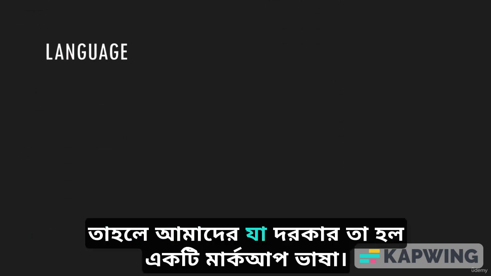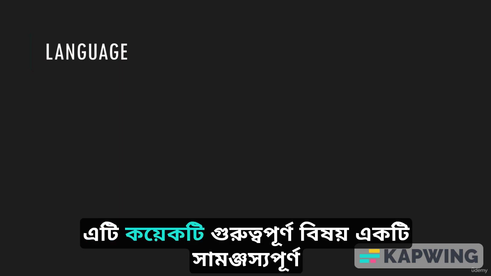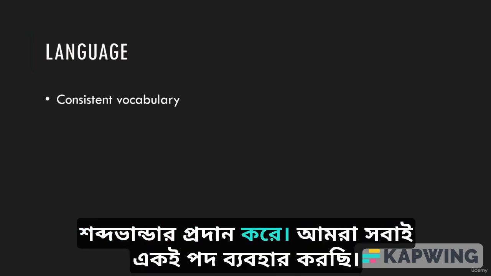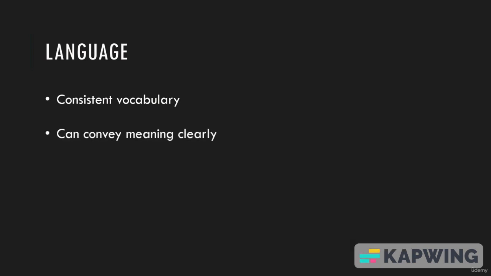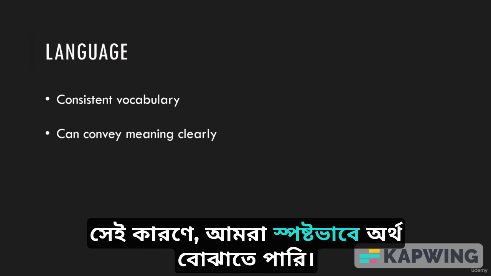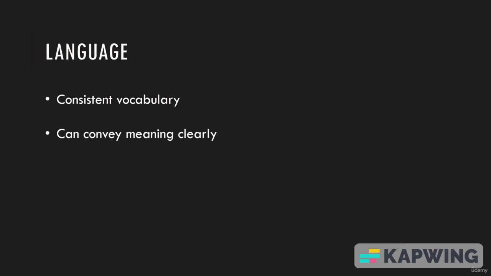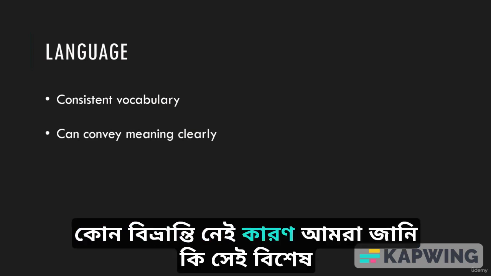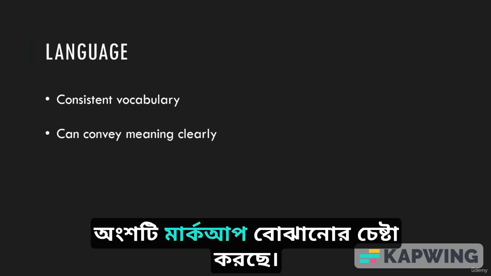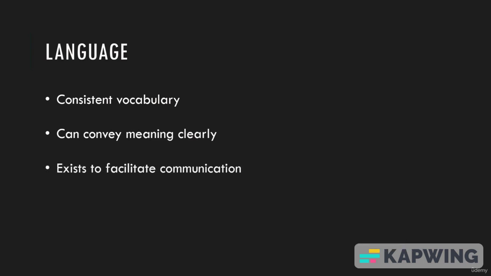What we need then is a markup language. A markup language does what any language, like English or Spanish, does. It provides a few important things. A consistent vocabulary. We're all using the same terms. Because of that, we can convey meaning clearly. There's no confusion because we know what that particular piece of markup is trying to convey.